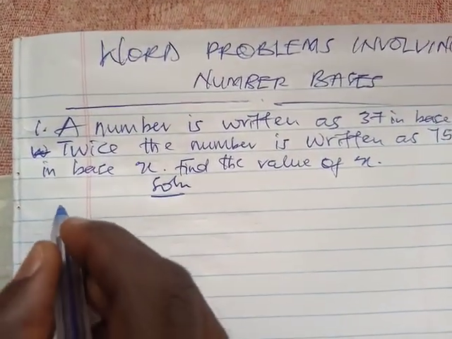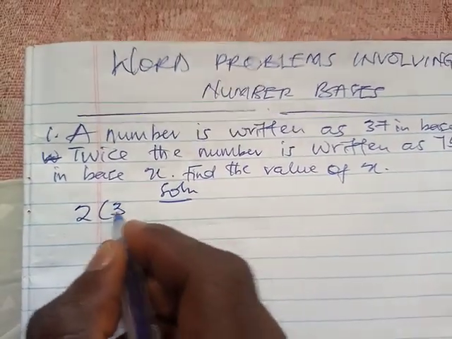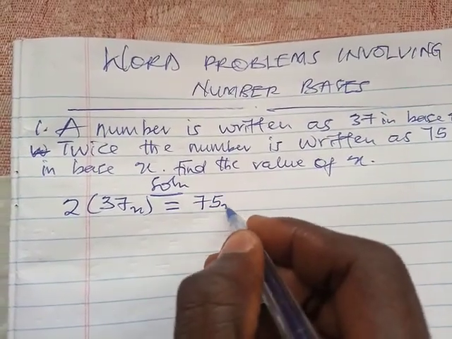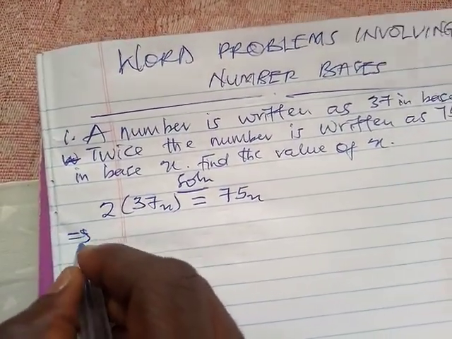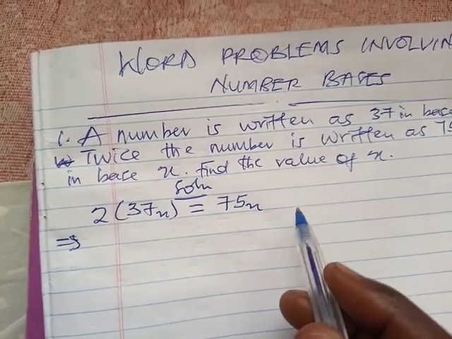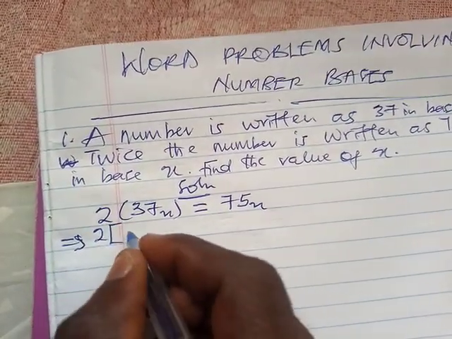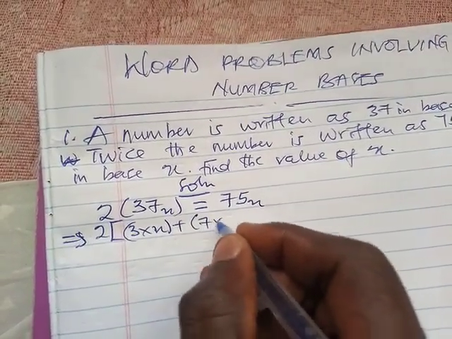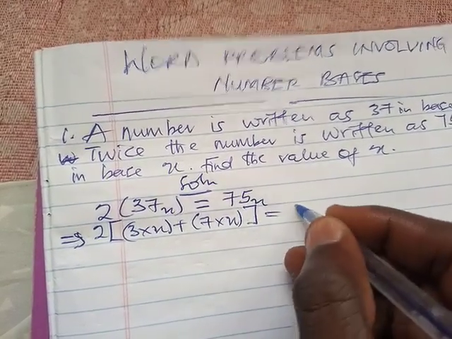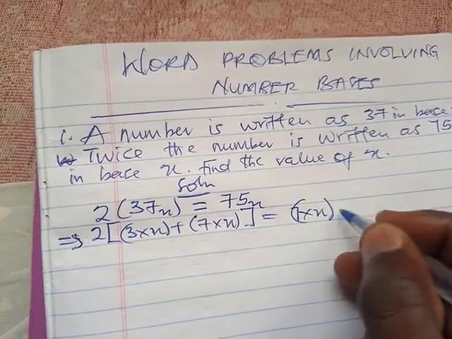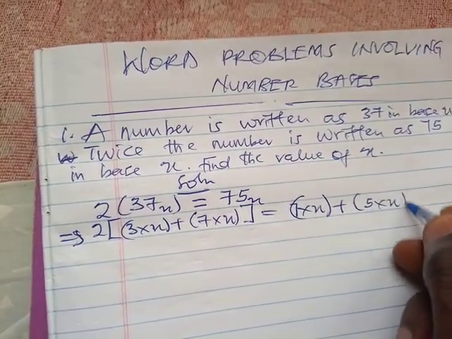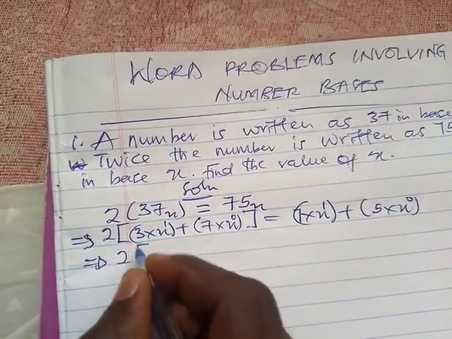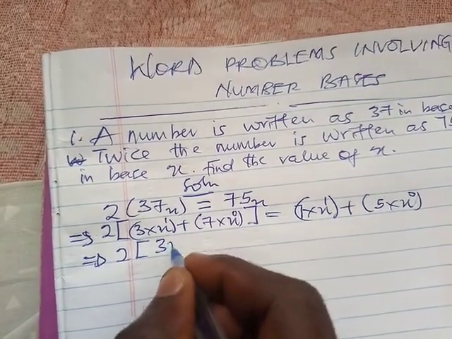So twice the number, so twice 37 base x is written as 75 in base x. When you solve this problem, we change this to base 10. So we have 3 times x plus 7 times x, and we have 7 times x plus 5 times x. So 0, 1, 0, 1. So we have 2 outside, 3 times x, 3x.